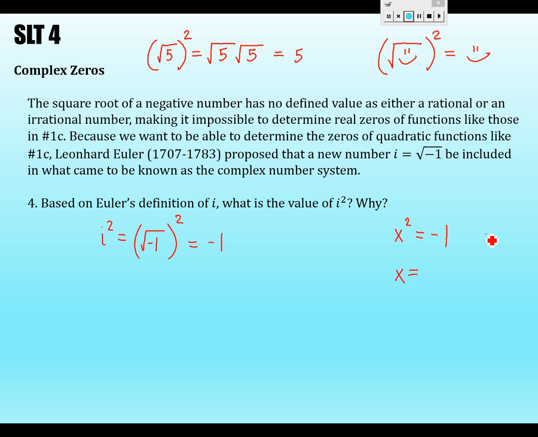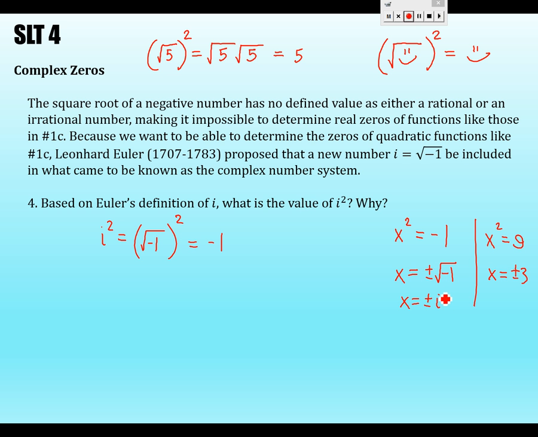Well, let's make sure here, because when you did x squared equals 9, what were the solutions? X equals, you said, plus or minus 3. So what should the answers be here? Actually, yeah, plus or minus the square root of -1, right? That is, x equals plus or minus i.